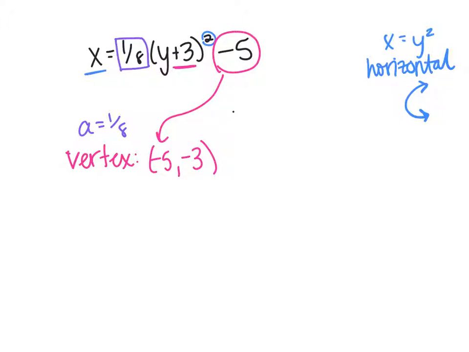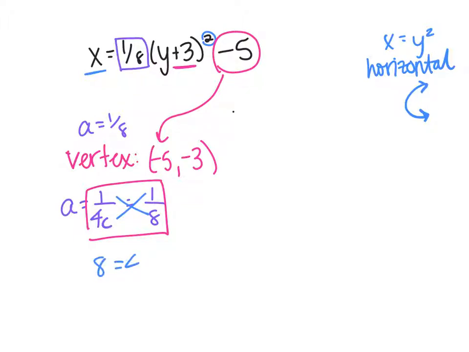Next piece we need to find is c. To find c, we know that a is equal to 1 over 4c. And in this equation, a equals 1/8. So we just need to solve this equation really quick. To solve it, just cross multiply. So 1 times 8 is 8, 4c times 1 is 4c. Solve for c, and we get c equals 2. So just like in ellipses and hyperbolas, c is the distance to the focus.